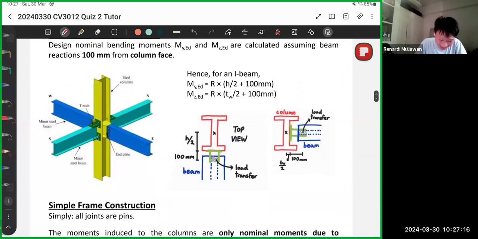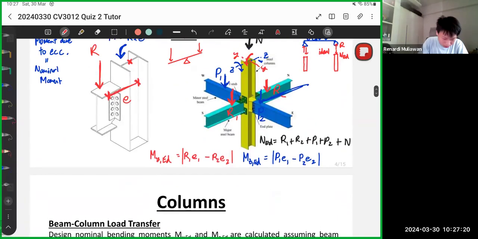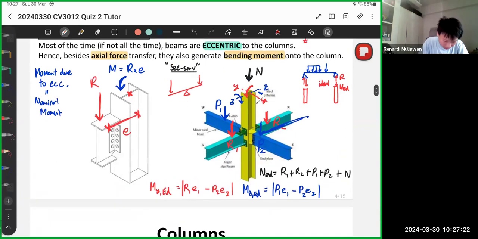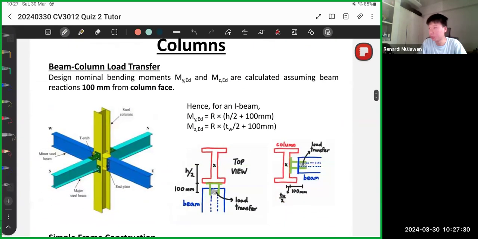Okay, so now that we know about the nominal moment, the question is, what's the value of e? What's the value of the eccentricity? For Eurocode 3, we take the assumption of 100 millimeters from the column face. Not from the column center, it's from the column face. Let me emphasize this, it's from the column face.